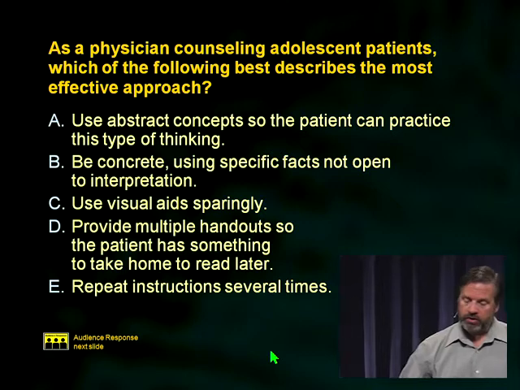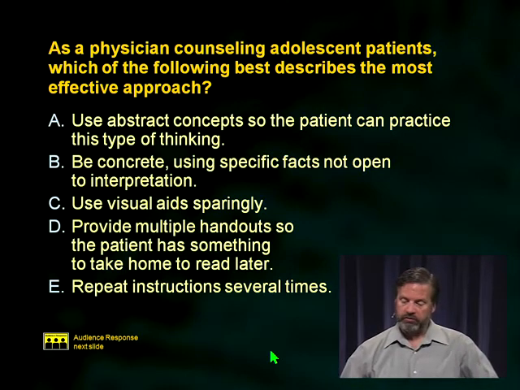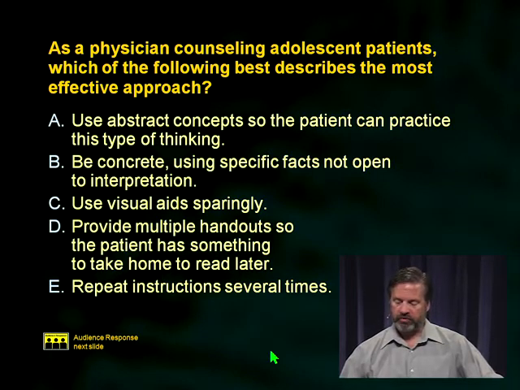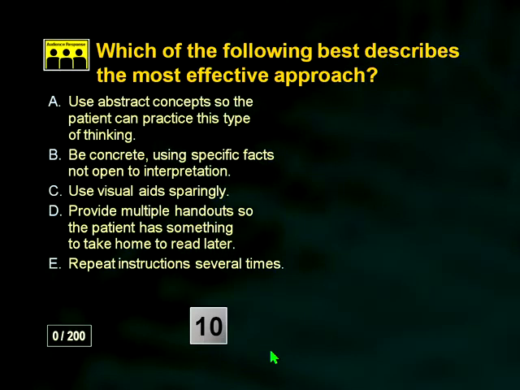All right, another question about counseling. This one's about counseling adolescents. So as a physician counseling adolescent patients, which of the following best describes the most effective approach? Is it A, use abstract concepts so the patient can practice this type of thinking? B, be concrete using specific facts not open to interpretation? C, use visual aids sparingly? D, provide multiple handouts so the patient has something to take home to read later? Or E, repeat instructions several times? Which is the best choice in counseling your adolescents?